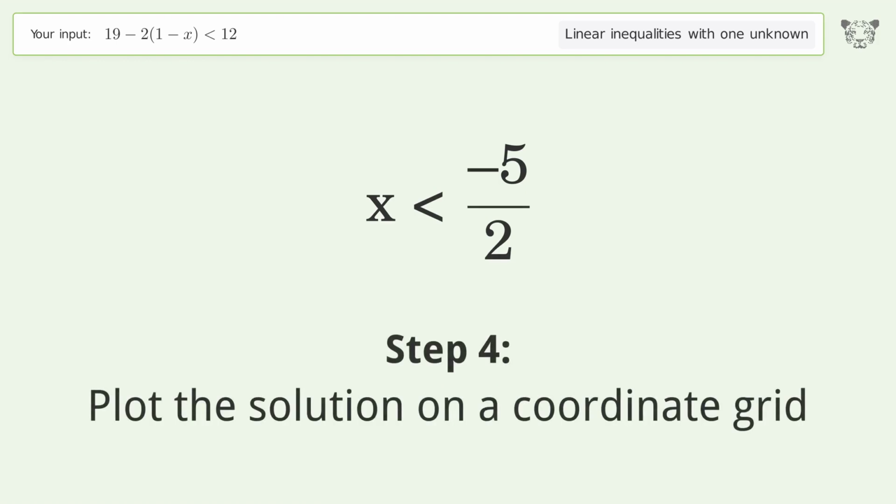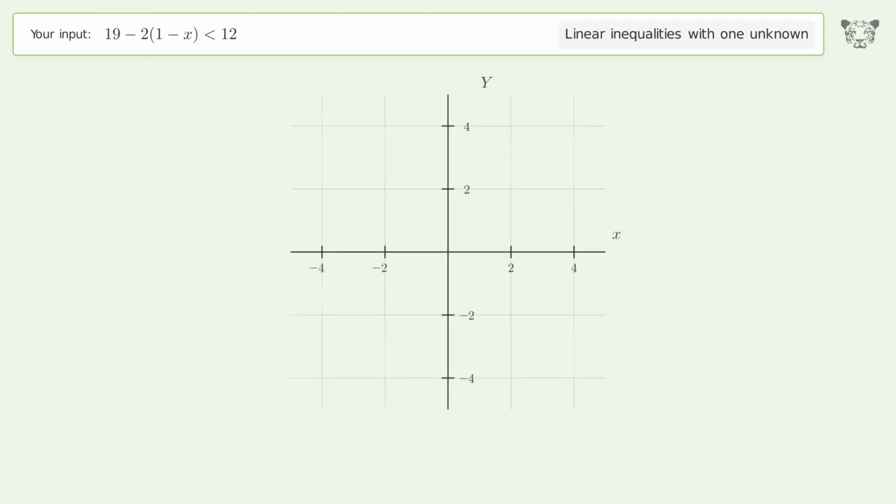Plot the solution on a coordinate grid. And so the final result is x smaller than -5/2 smaller than -21/2.